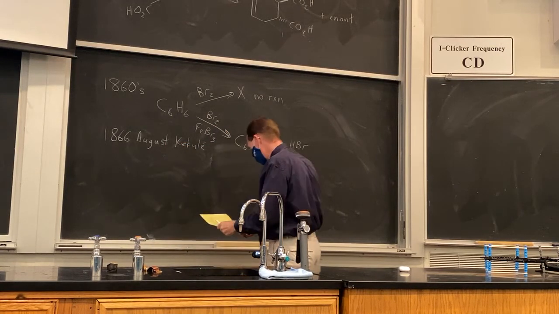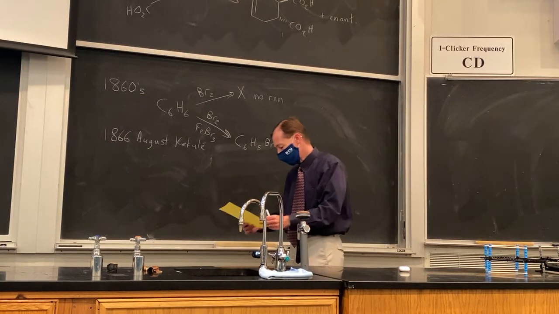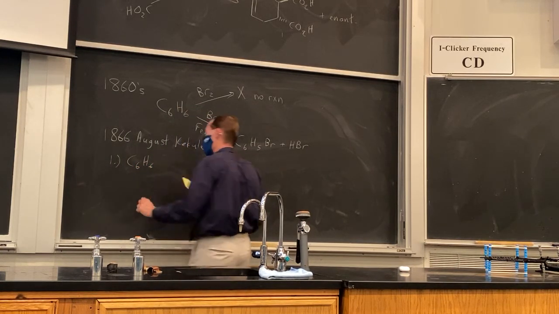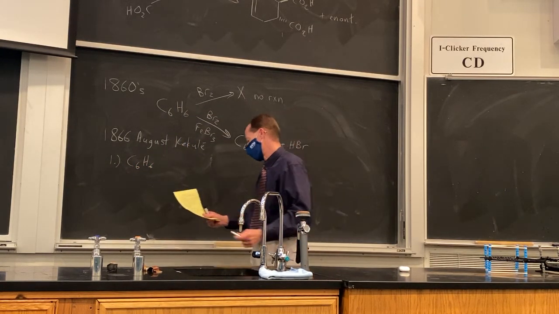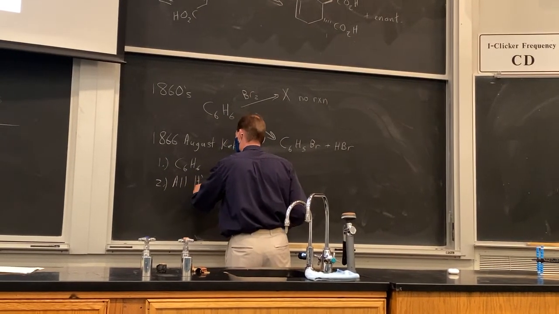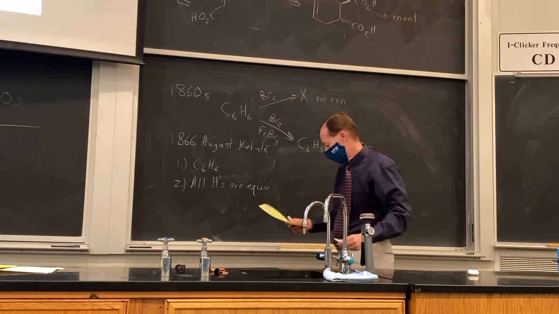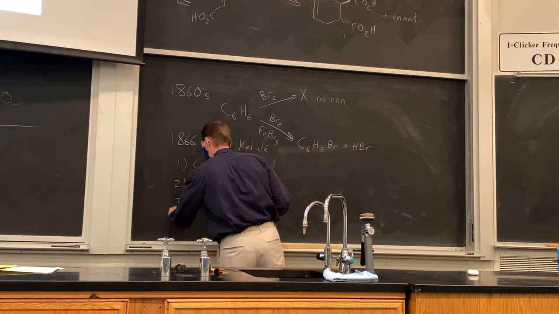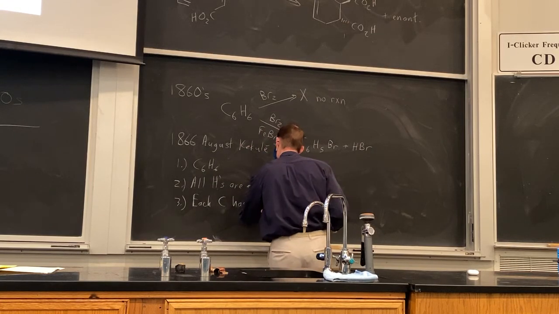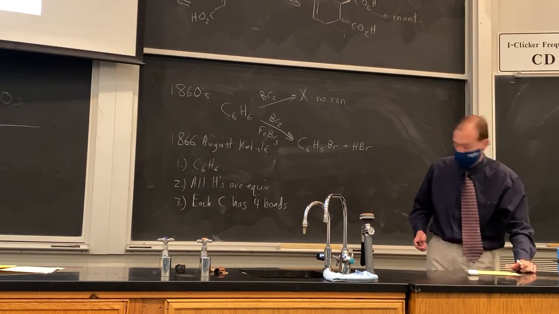Okay? So August Kekulé was trying to figure out the structure of benzene. And he started with what was known. It was known that the molecular formula was C6H6. It was also known that all hydrogens in benzene are equivalent. I just explained to you how that was known. And it was also known in the 1860s that each carbon has 4 bonds. Okay? So he took these facts and he tried to figure out the structure of benzene.